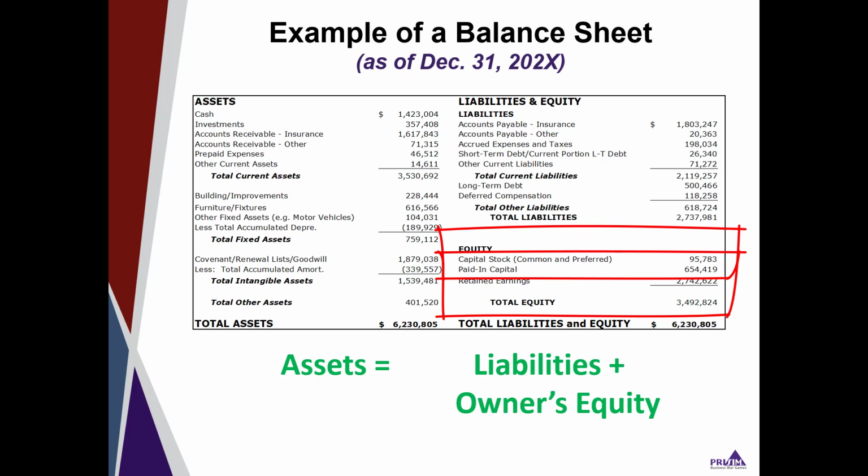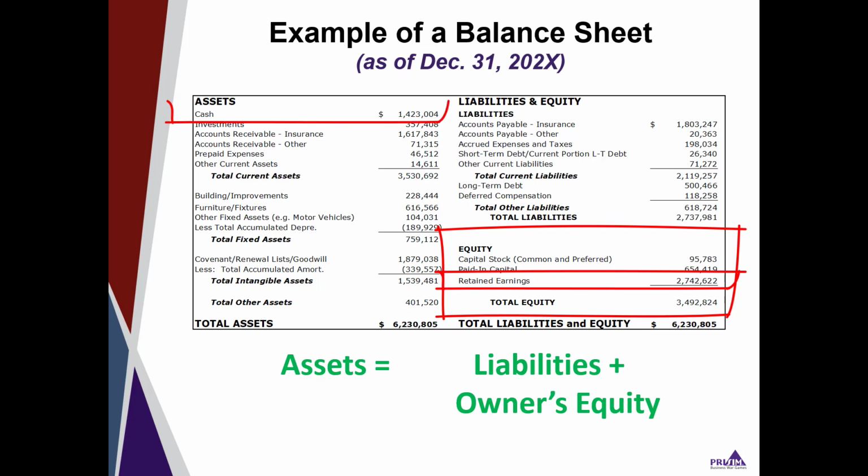And finally, we get to stockholders' equity, which is capital stock and paid-in capital. This is what investors have put into the company. And retained earnings are profits that you've retained in the company as opposed to paying it out as a dividend or a distribution. And retained earnings could be represented and balanced by cash, or maybe you bought a building or a vehicle with the money that you've retained.